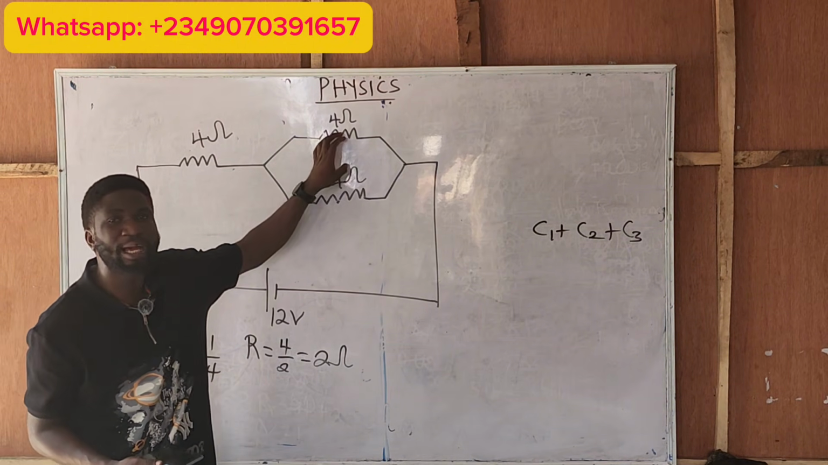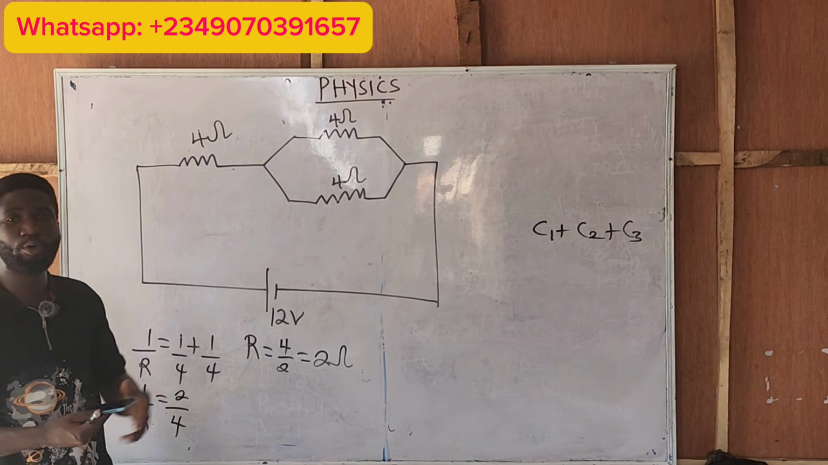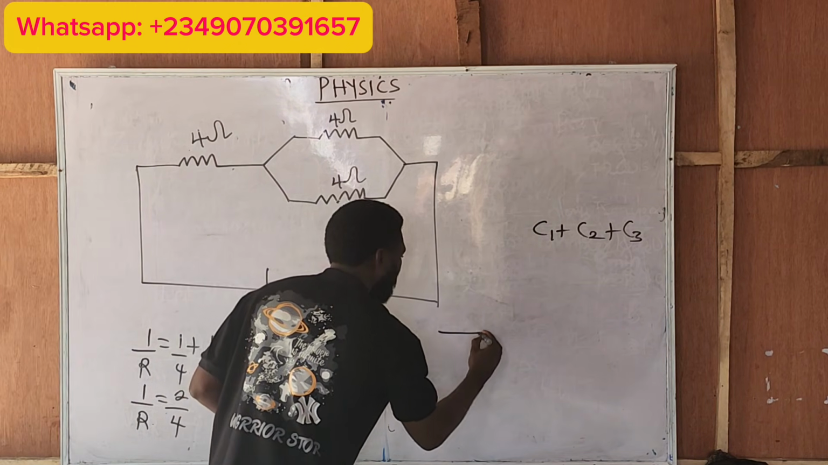So these 2 ohms will now be in series together with the 4 ohms. So this is what I mean. We have the 4 ohms this way.